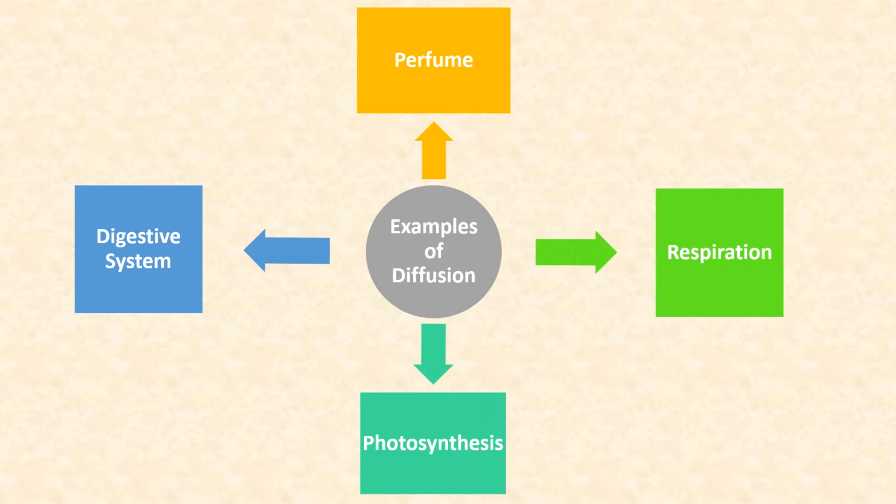Photosynthesis and respiration, as I explained in the previous slide. Photosynthesis is where carbon dioxide diffuses from the air to the leaf and oxygen from the leaf to the air, whereas in respiration, oxygen diffuses from the air to the blood, whereas carbon dioxide diffuses from the blood to the air.